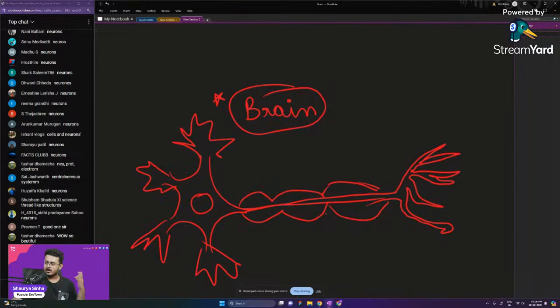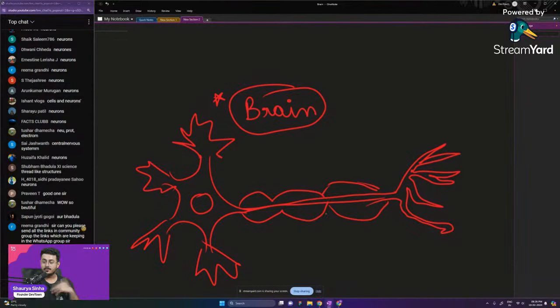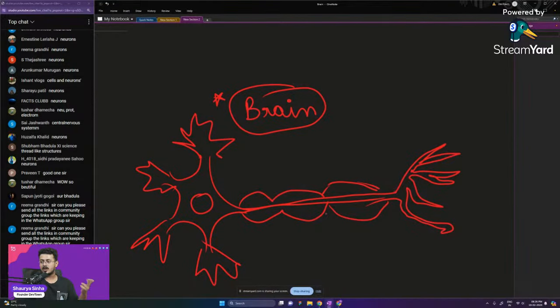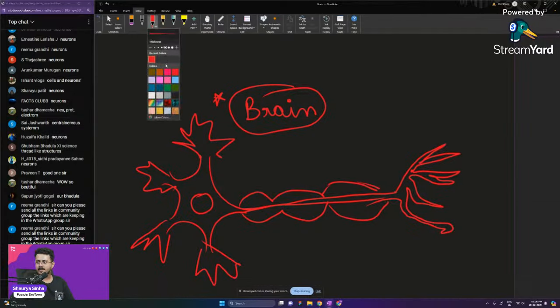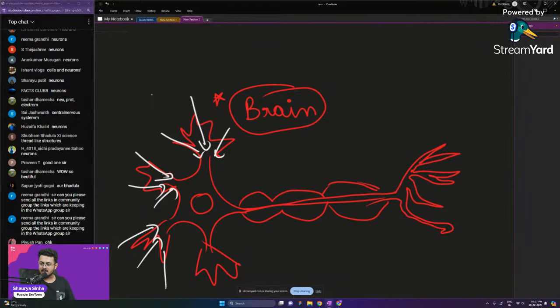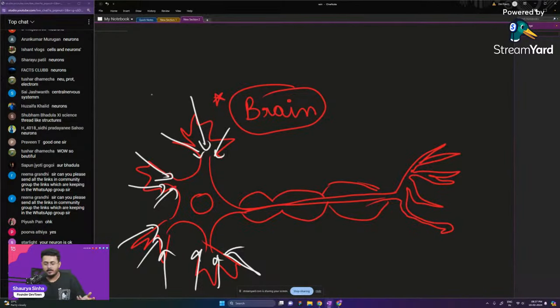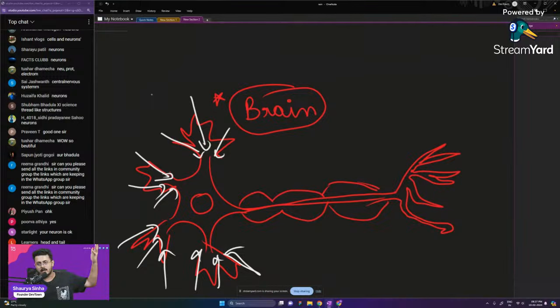Okay, now, a neuron has a few parts that I would like to convey right over here. The first and the most important part: how does a neuron work? Let me change the color of my pen so that we are able to see it much more clearly. So a neuron will get some electrical messages or inputs from these claws that I have drawn right over here. Right? It will get some inputs. Like for example, I got hit by a ball. So I'm getting some input.